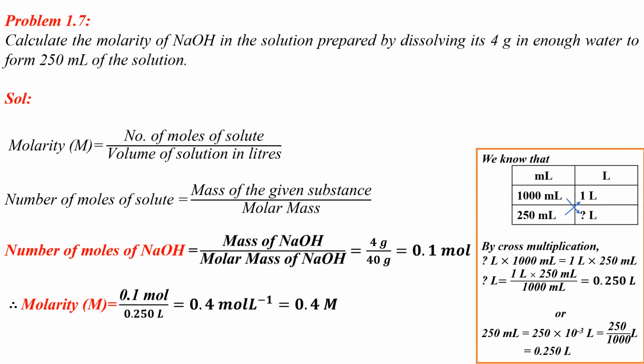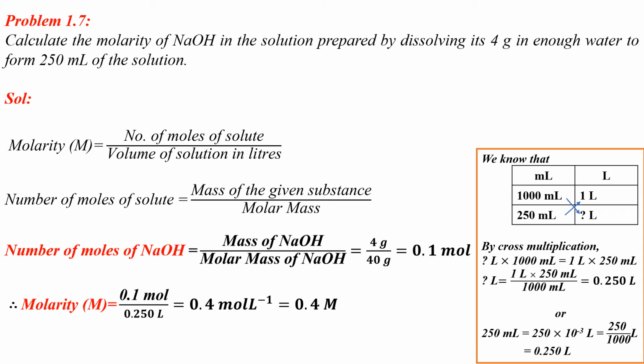No. So we have to calculate it using the formula: number of moles of solute equals mass of the given substance divided by molar mass. So number of moles of NaOH equals mass of NaOH divided by molar mass of NaOH. In order to find out the number of moles, you must know the molar mass of sodium hydroxide. How would you do the calculation of molar mass?